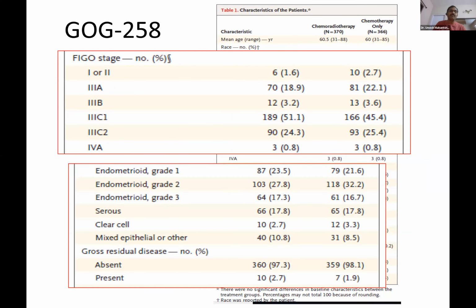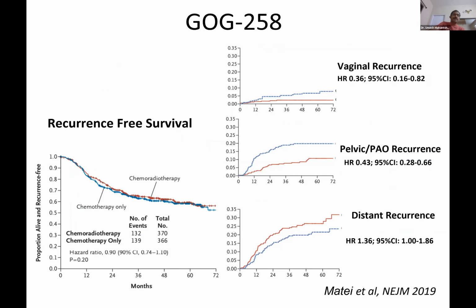So what they showed was there was no significant difference in the outcome for recurrence-free survival, which was the primary endpoint. However, vaginal recurrences and pelvic recurrences were higher in patients who did not receive pelvic radiation, whereas patients who received adjuvant chemotherapy alone had significant improvement in distant recurrences.